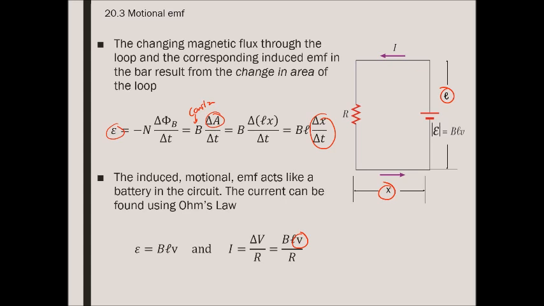So Faraday's law is where this rule really comes from. So the EMF generated is equal to BLv, and if we wanted to find the current, we just use Ohm's law, this being our EMF, our voltage, divided by resistance to get our current.